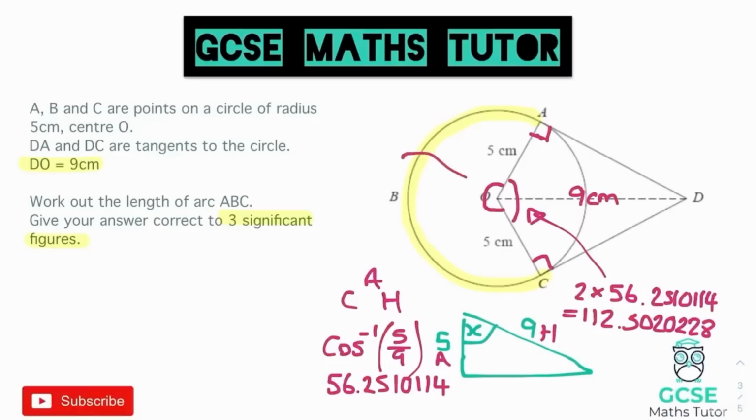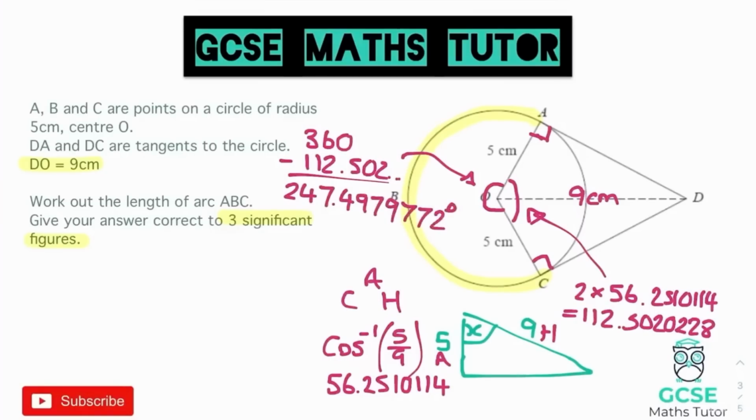Now we can go about working out this angle here. Again, angles around a point add up to 360. So if we do 360 and we take away this 112.502 number, I'm not going to write them all down there because I'm typing this in on the calculator, 360, take away answer, and it gives us a final angle there of 247.4979772. There we go, degrees. So that's our angle there in the major sector.